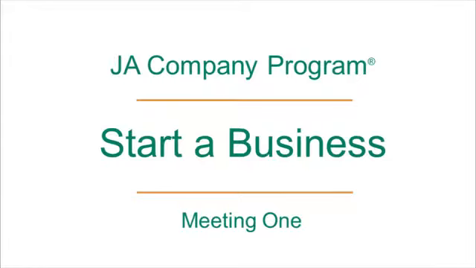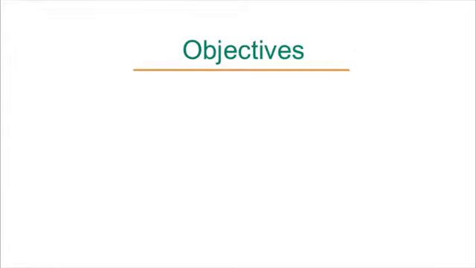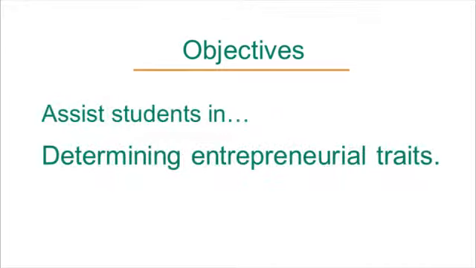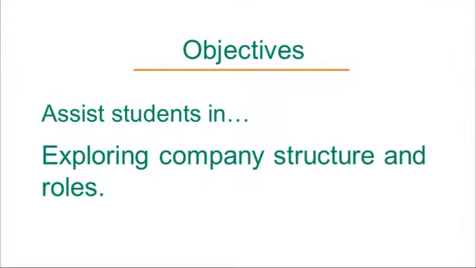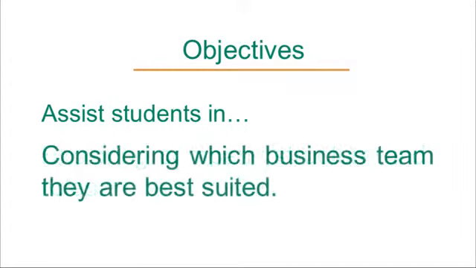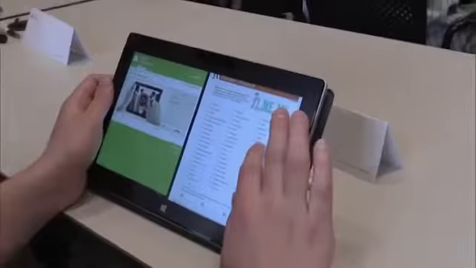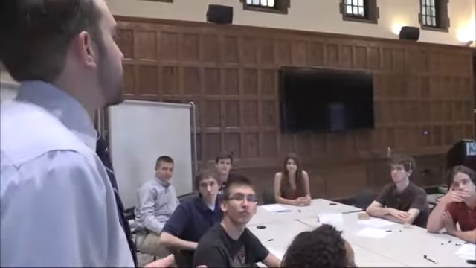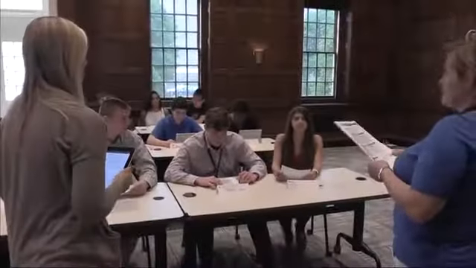In this meeting, titled Start a Business, you will help students understand the benefits of participating in the JA Company Program and assist them in determining their entrepreneurial traits, explore the structure and roles of a company, and consider which business team they may best be suited for. You'll do this by leading students through a self-inventory, facilitating group discussion, and introducing the company structure.